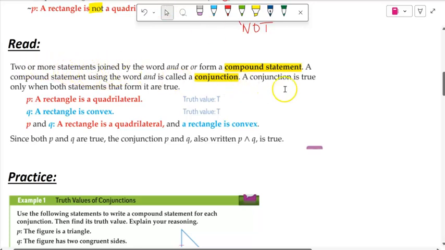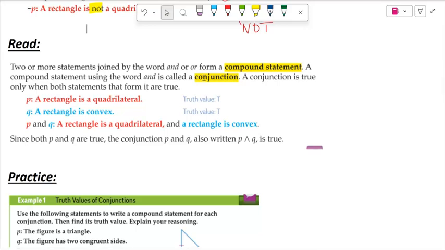Two or more statements joined by the word and form a compound statement. A compound statement using the word and is called a conjunction. A conjunction is true only when both statements that form it are true. Very good. Thank you. So y'all have this vocab term conjunction already written down. Just make it very clear in your notes.